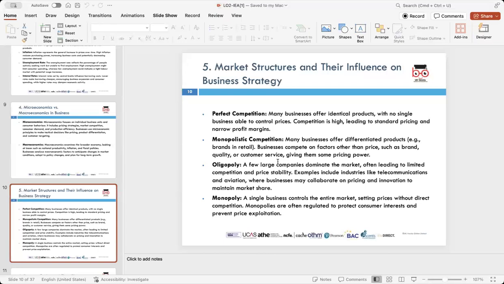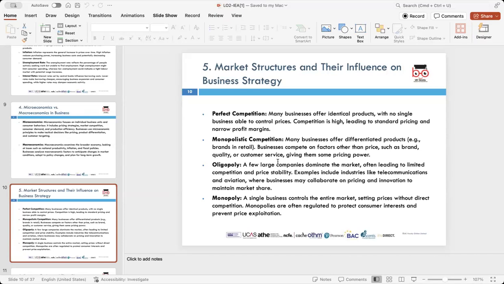Monopolistic competition. Many businesses sell similar but slightly differentiated products. Branding, quality, and customer service become key factors in attracting customers. Businesses in this market structure have some control over pricing because they can differentiate their products. Examples include retail stores, clothing brands, and restaurants.